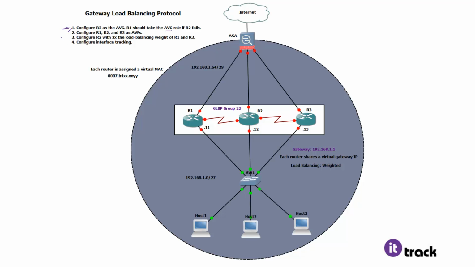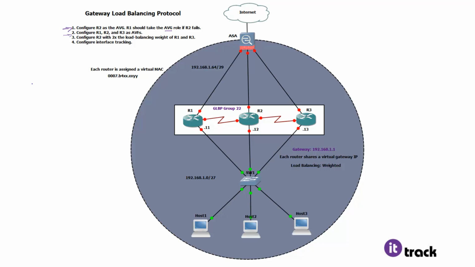We're also going to configure R1, R2, and R3 here as AVFs. And AVFs are Active Virtual Forwarders. And this is really the cool thing about GLBP. They can all provide gateway services simultaneously, unlike HSRP and VRRP, which cannot. So we're going to do that.